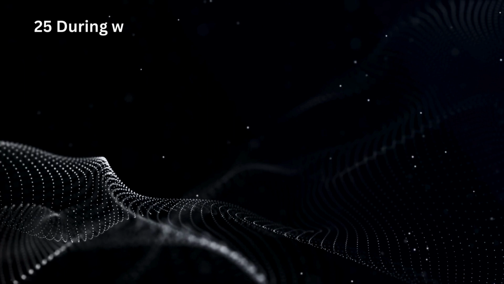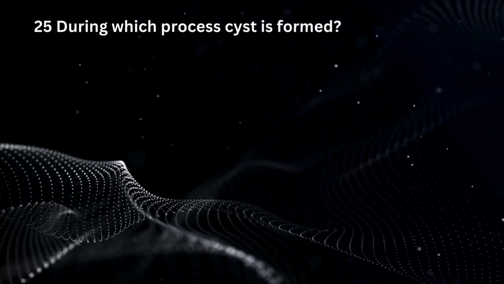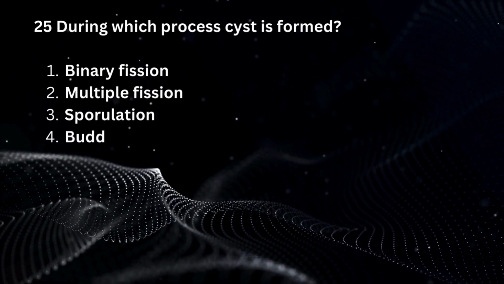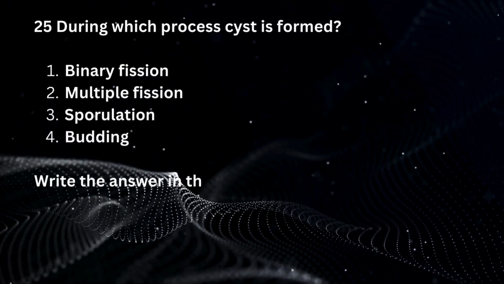Pollination. Question number 25. During which process is a cyst formed? 1. Binary fission. 2. Multiple fission.